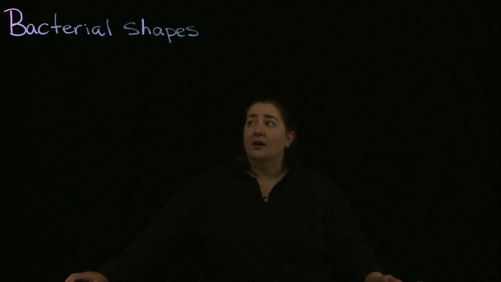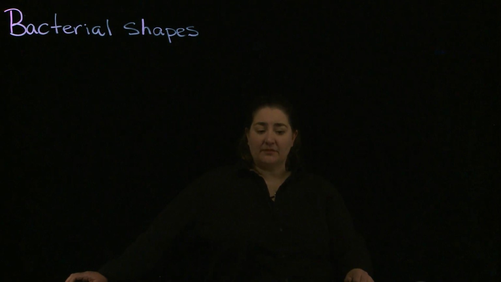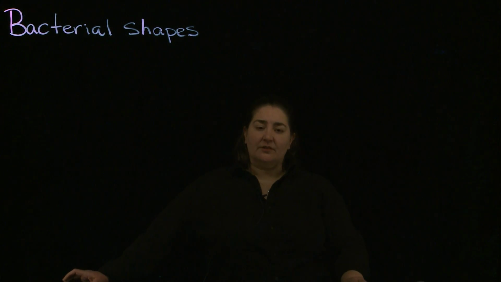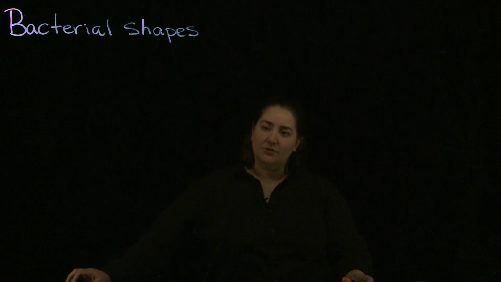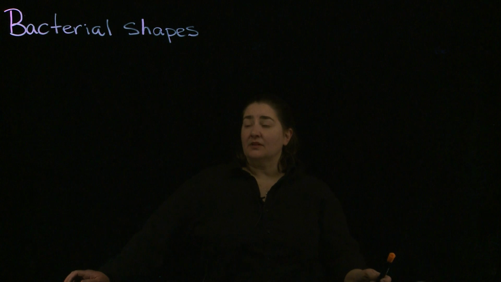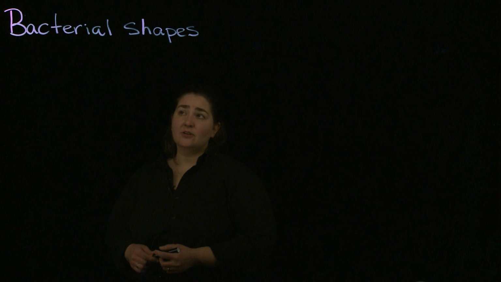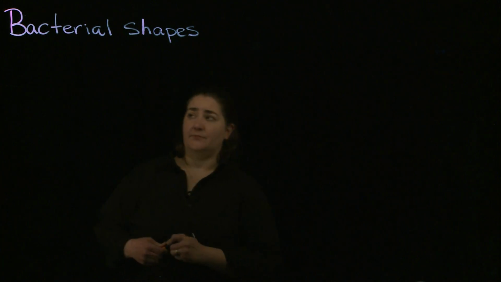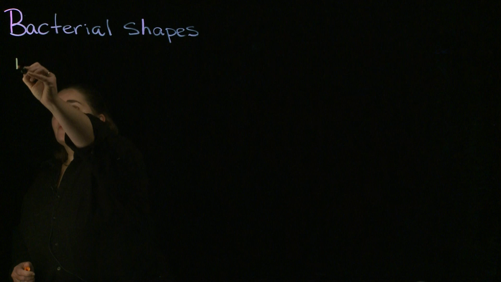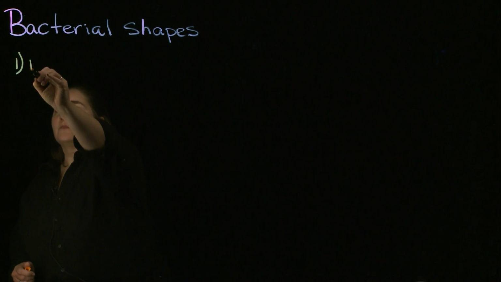Hello class. What we're going to discuss in this video are the different shapes of bacteria. In terms of bacteria and prokaryotes in general, they don't have as many cellular structures to distinguish themselves from one another like eukaryotic cells do. So one of the things we rely on when we identify bacteria is what the shape looks like. In terms of bacterial shapes, we've got three main shapes.